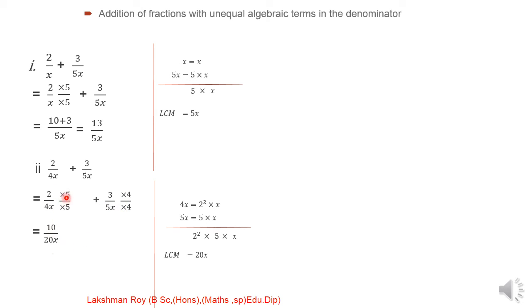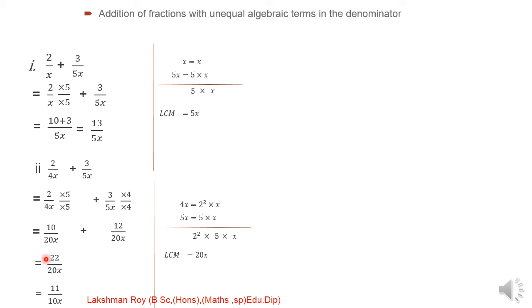Then you get here 4 into x is now 20x. 2 multiplied by 5, that is 10. Here the second fraction, denominator 20x, 3 into 4, 12, right? So you can see now in these two fractions the denominators are 20x, 20x, that means the denominators are equal. That means you can add now. What is add? Numerators add. So 10 plus 12, that is 22.